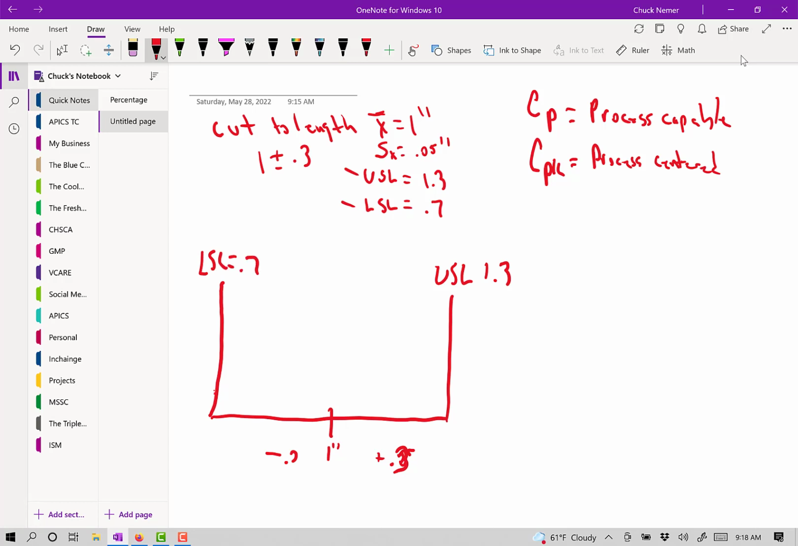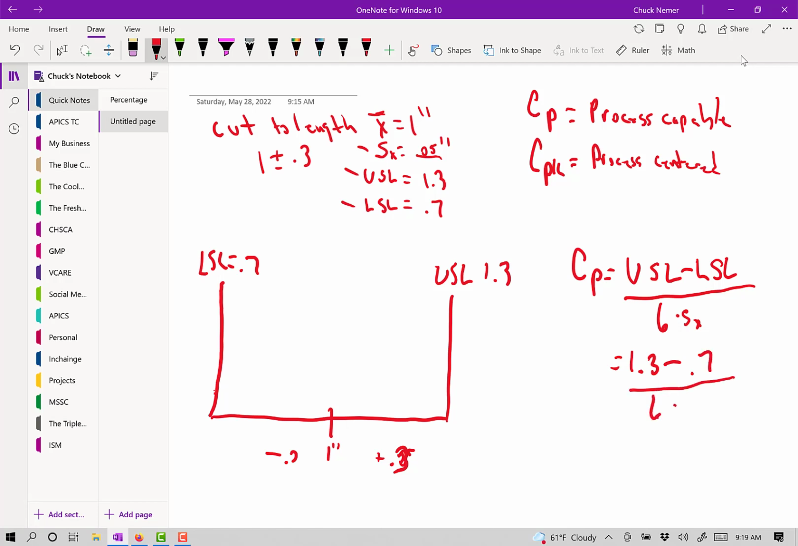Now in our example, let's say we've measured the standard deviation, the measure of average error, as 0.05. Okay? So if we use the formula for Cp over on the right, it looks like this. It says let's take the upper spec limit minus the lower spec limit, divided by 6 times the standard deviation. So if we plug in the numbers, we get 1.3 minus 0.7 divided by 6 times 0.05, which gives us 0.6 divided by 0.3, or 2.